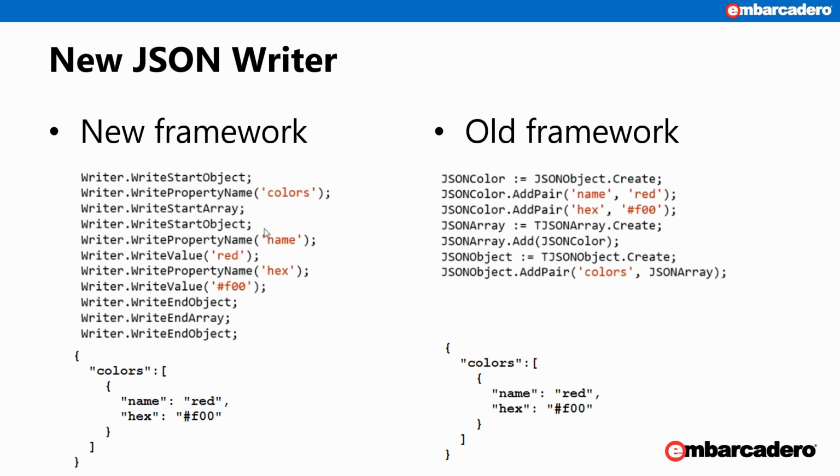So there are two ways. Using the old framework, you are creating objects inside of memory, and then you convert them to string. The new framework does not need to create intermediate objects. It directly writes to a stream or to a file, so it's first more readable, but also more performant. Let's have a look into some samples inside of the RAD Studio 10 Seattle installation.